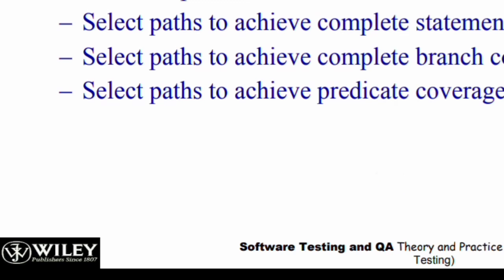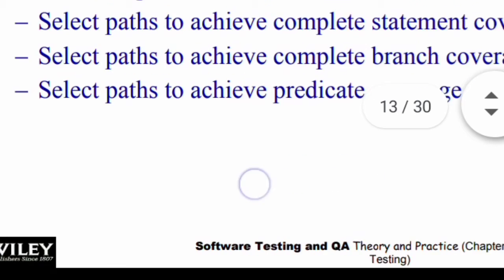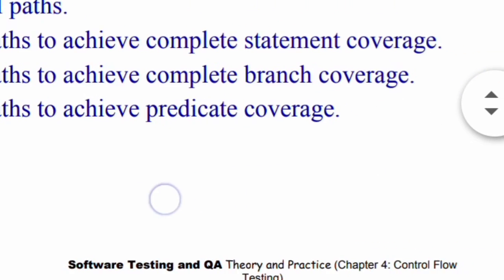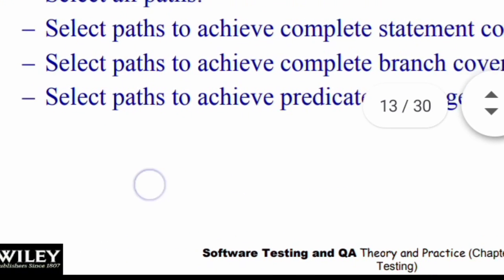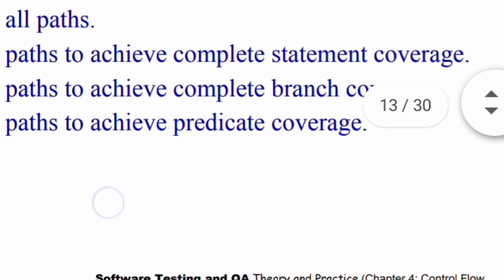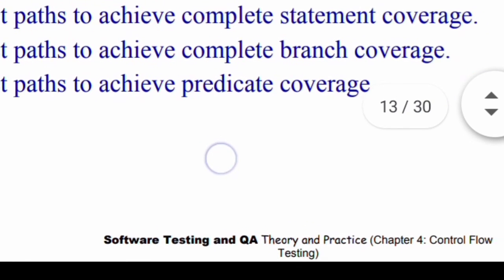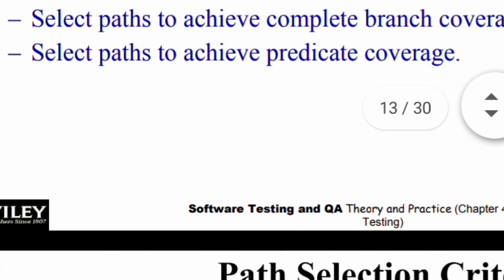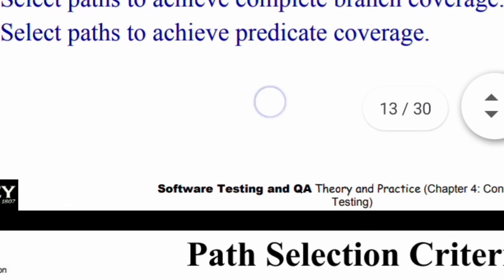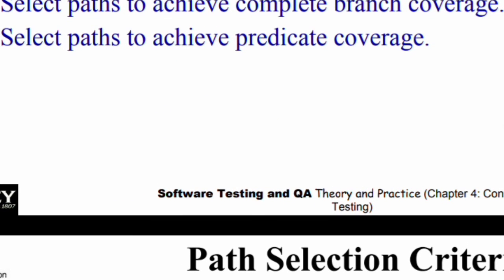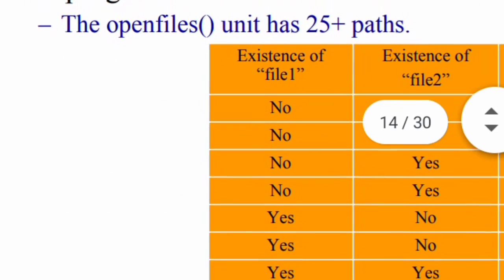Path selection criteria: select all paths. Select paths to achieve complete statement coverage. Select paths to achieve complete branch coverage, and select paths to achieve predicate coverage. So the four categories: the first one is select all paths, the second one is select paths to achieve complete statement coverage, the third one is complete branch coverage, and predicate coverage. All paths, complete statement coverage, complete branch coverage, predicate coverage.